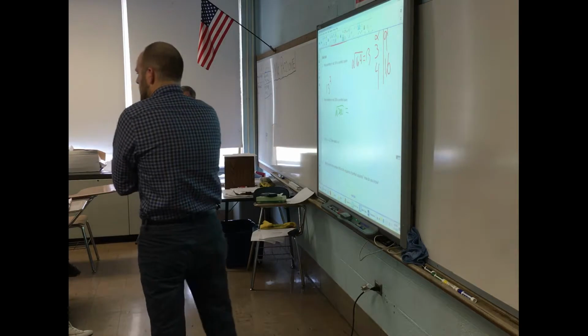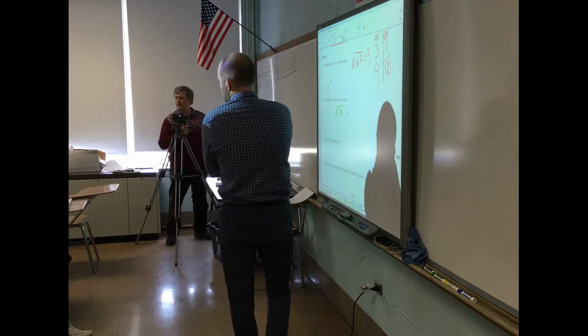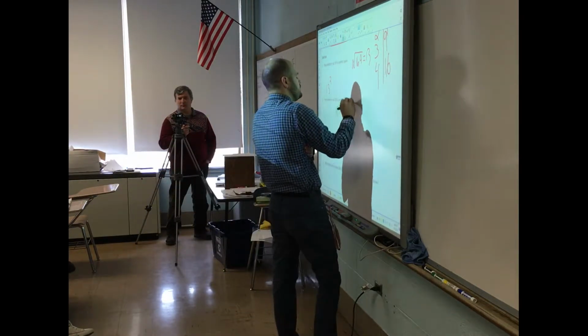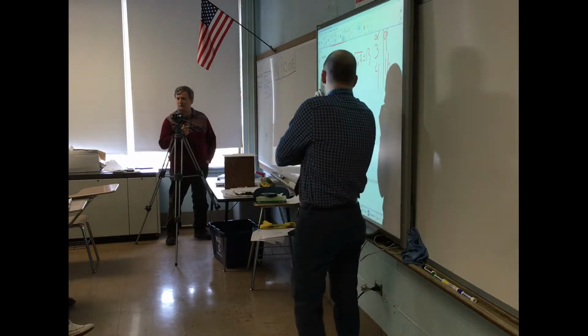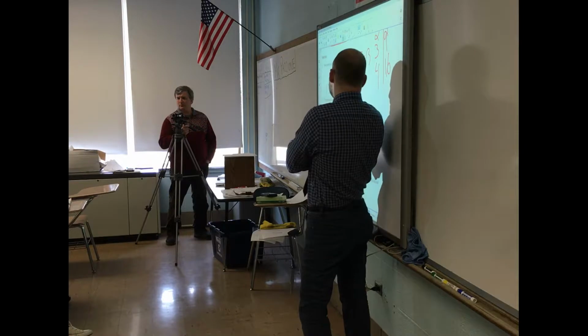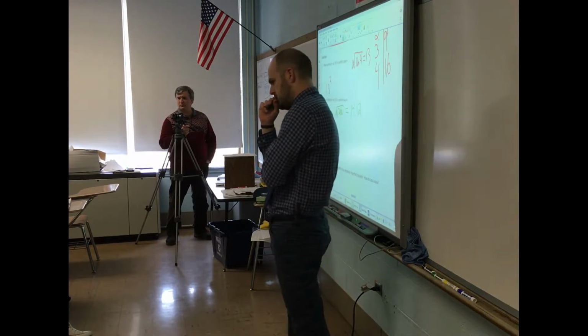I got something a little different. Anybody got something different? I got Darlene? 14.14213. Okay, that's good. So 14.12. So why isn't that a perfect square if I can get that 14.12? It's not a whole number.